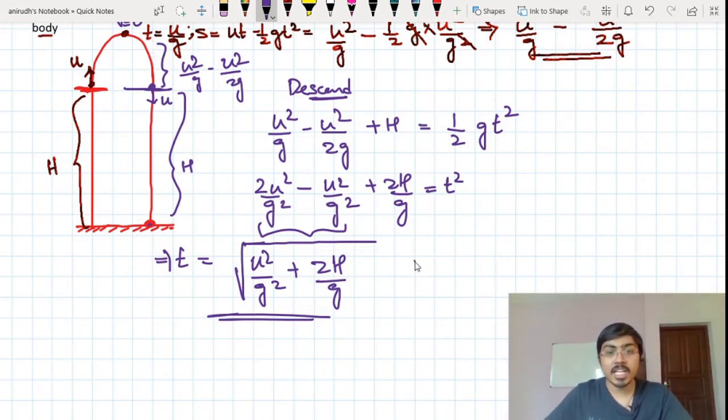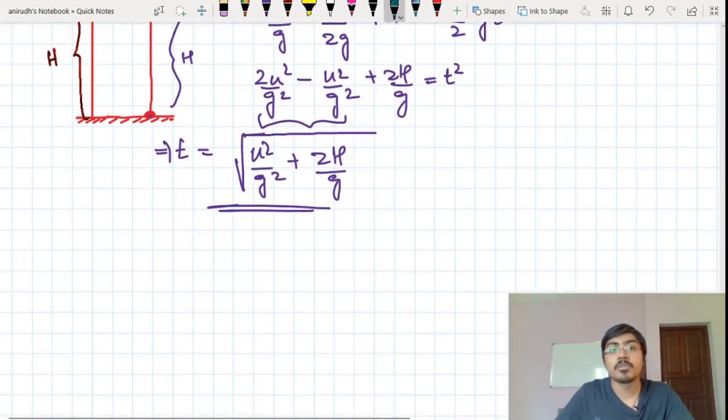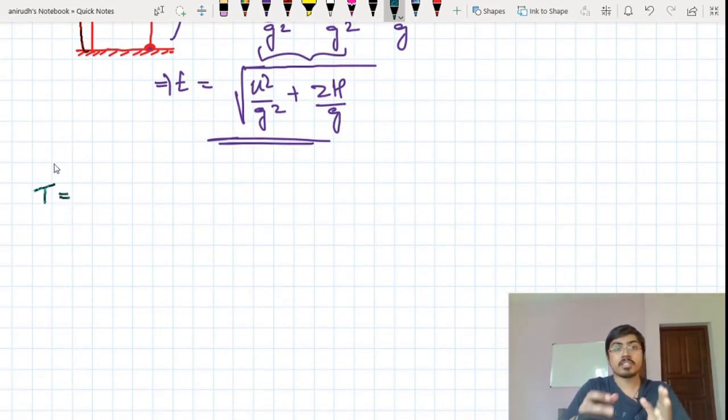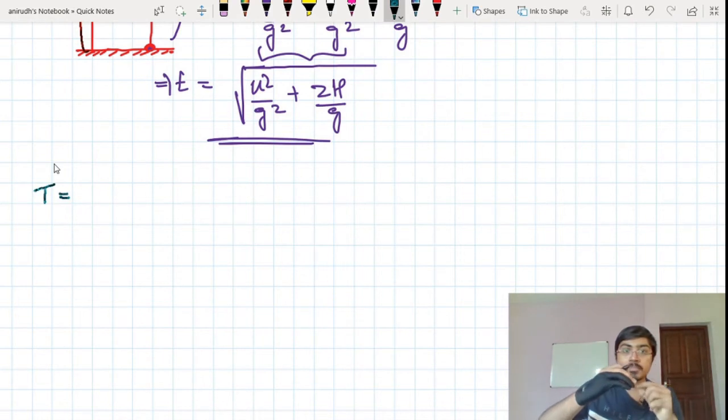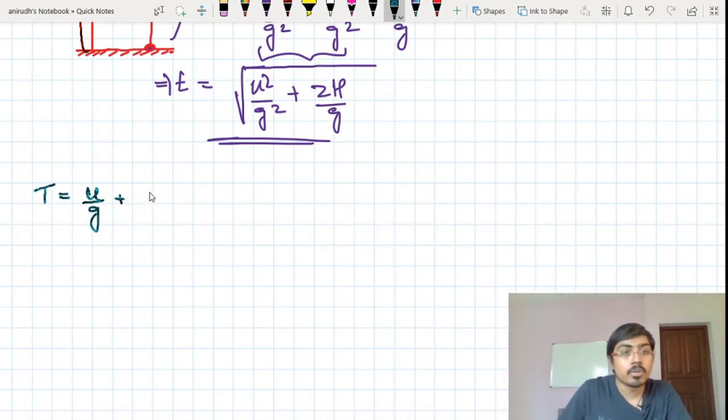So the total time of flight, let me write it as capital T, is equal to, if I write over there, I'm not sure if you will be able to get everything in the best way possible. My image will be obscuring your view. So the time of flight T is equal to how much? The time taken by the body to go from the top of the tower to the topmost point, that is u by g, plus whatever is the time taken to descend down, that is equal to root of u square by g square plus 2h upon g.